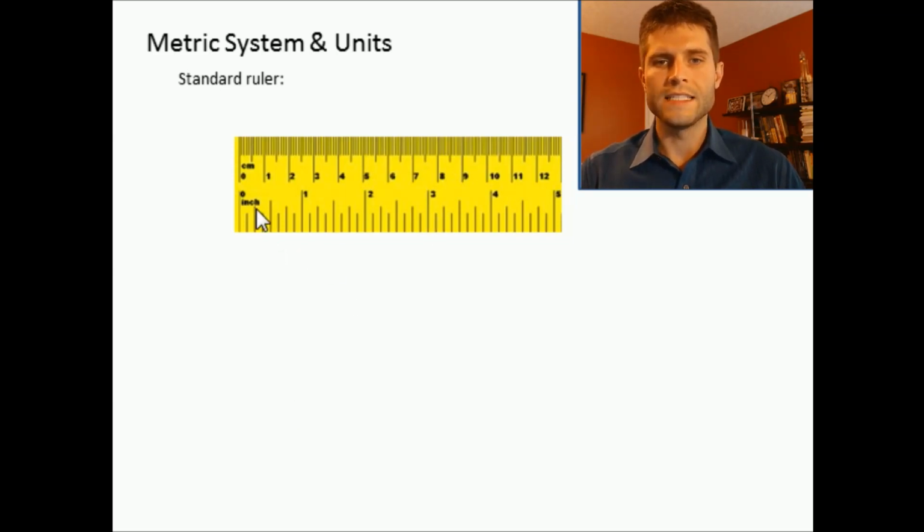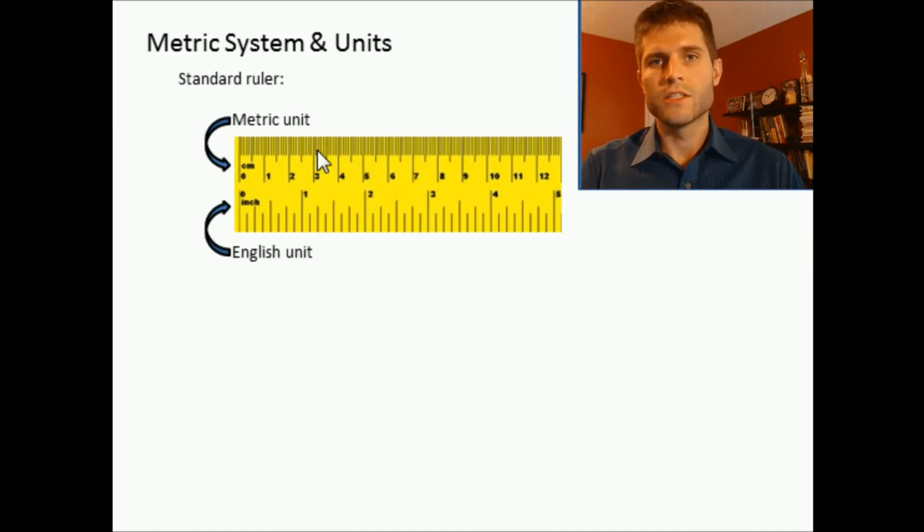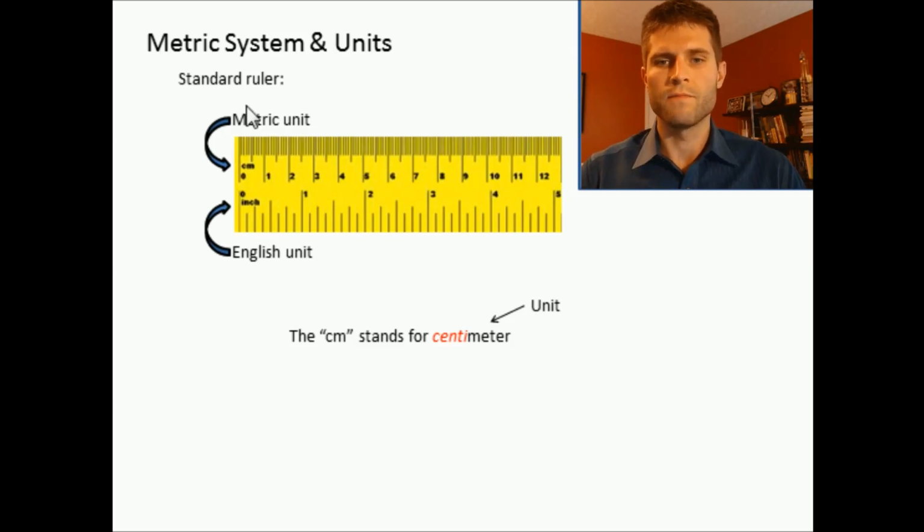On one side is the English unit, on the other side is the metric unit. So let's break it down. The metric system has the cm, and the English unit has the INCH. So the INCH stands for inch, and the cm stands for centimeter. If you notice, the centimeter is two different words put together. We have meter, which is the SI unit for length, and then we have this prefix in front of it.